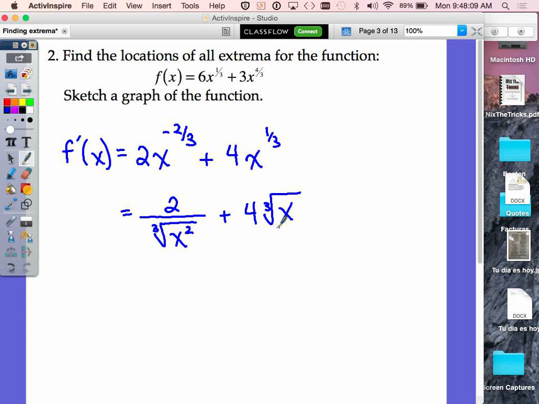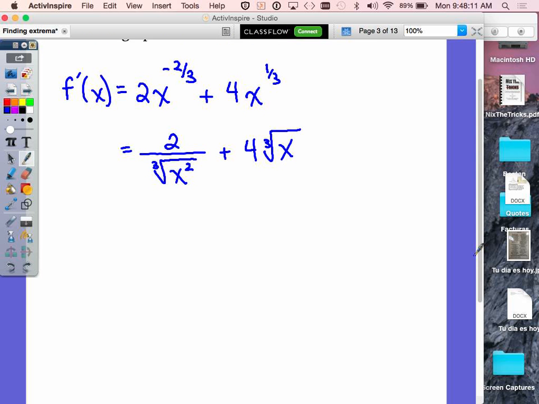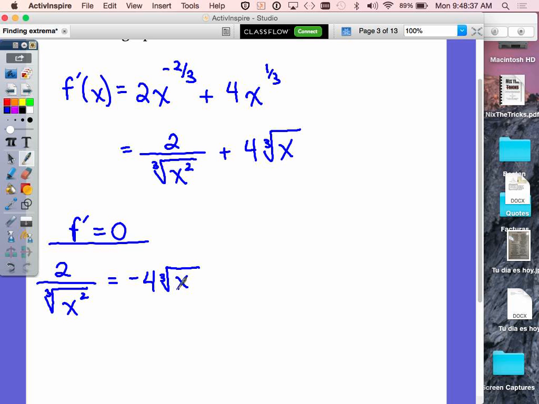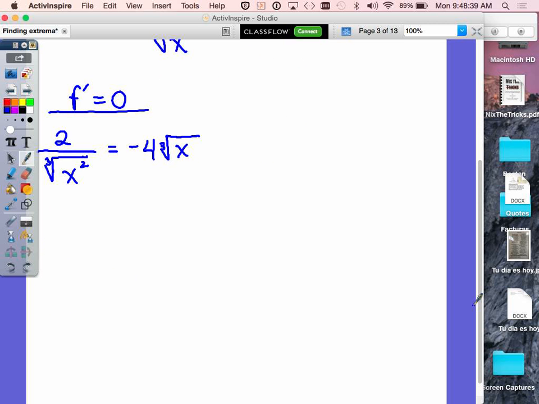Now I'm going to try and find my critical values, and so I have to take this derivative and set it equal to 0, and then later I'm going to look for where the derivative fails to exist. In order for this to equal 0, I'm going to pass the 4 cube root of x over to the other side of the equation, and I'm going to be left with 2 over the cube root of x squared equaling negative 4 times the cube root of x. And then just like the last time, good things are going to happen.